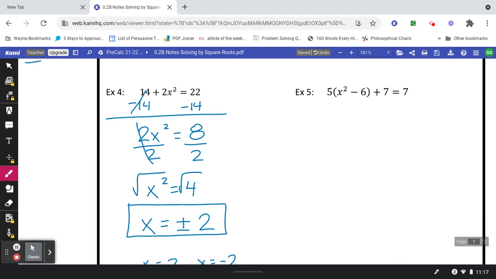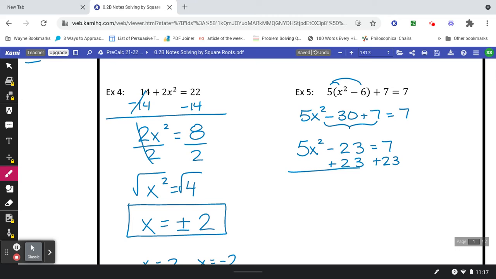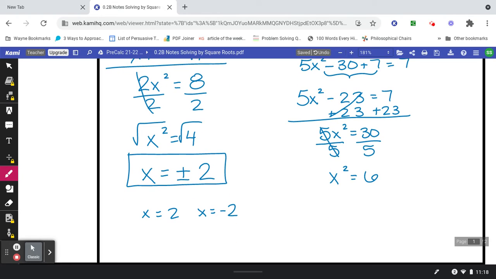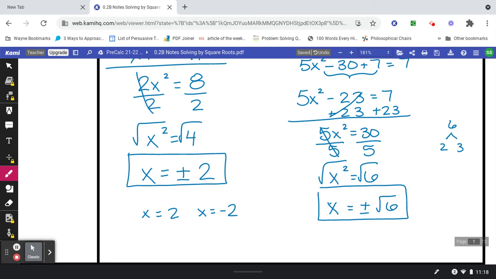For number 5, we're going to start by distributing that 5 into the parentheses. 5x squared minus 30 plus 7 equals 7. You could have also moved the 7 over and divided by 5 if you wanted to. I find this way to be a little bit easier. Combine like terms. Move the 23 to the other side by adding. Make sure you divide by 5 next. Don't square root it until the x squared is by itself. Then you can square root at the end. And 6, if you make it into a factor tree, only leaves you 2 and 3. So no pairs, meaning it just stays the square root of 6. Two answers there because of the plus or minus sign.